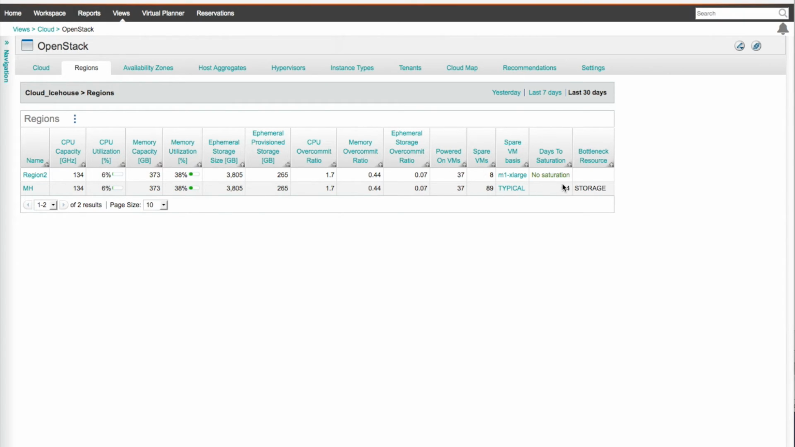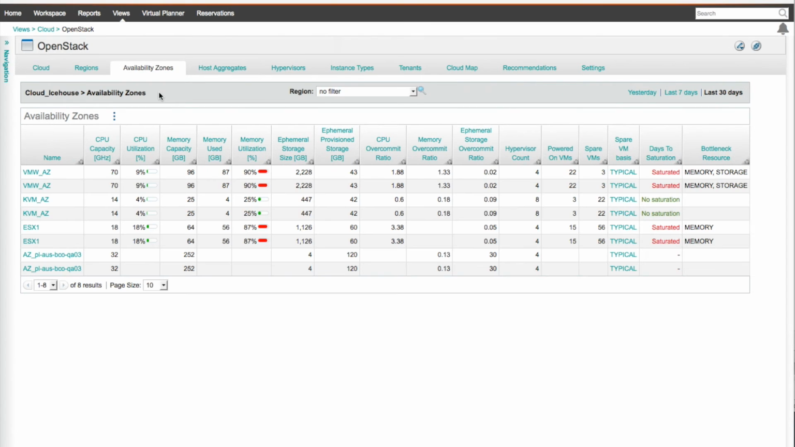And again, you can see the number of powered on VMs and the number of spare VMs. And you can see that one of those two regions has a predicted saturation due to storage shortage in about 4 days. This has been calculated in terms of the average number of VMs which are currently delivered on this specific region. For the other region, we have applied the specific instance type, which we expect to deliver in the next months.